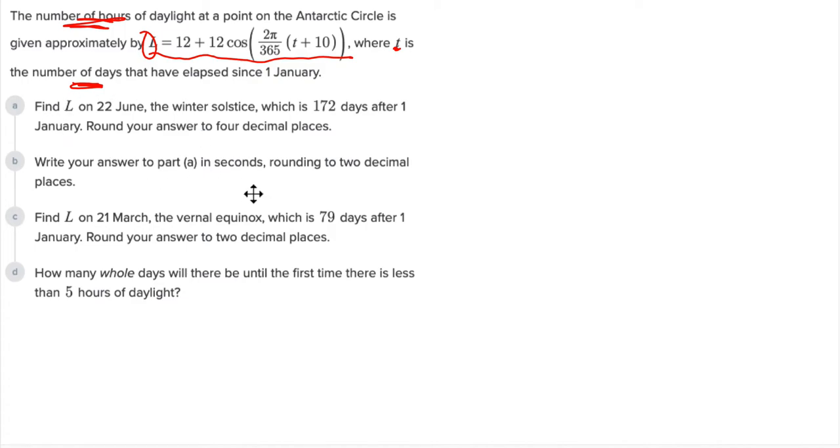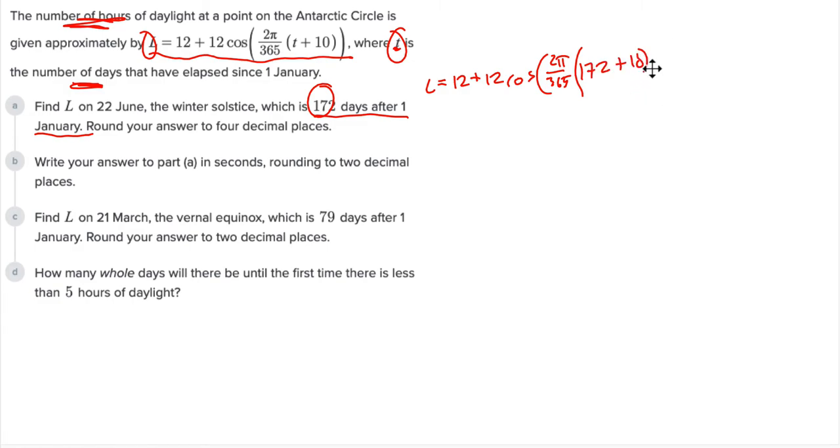Find L on the 22nd of June, the winter solstice, which is 172 days after the 1st of January. So that means this is T. All we're doing here is putting this number in for T. So we'll get L equals 12 plus 12 cosine of 2 pi over 365, parentheses, and then we put in our T. T is 172, plus 10. And then we just solve that.